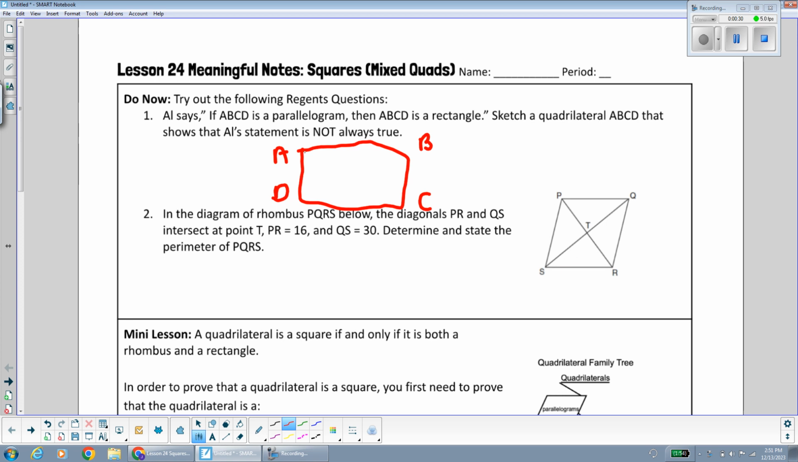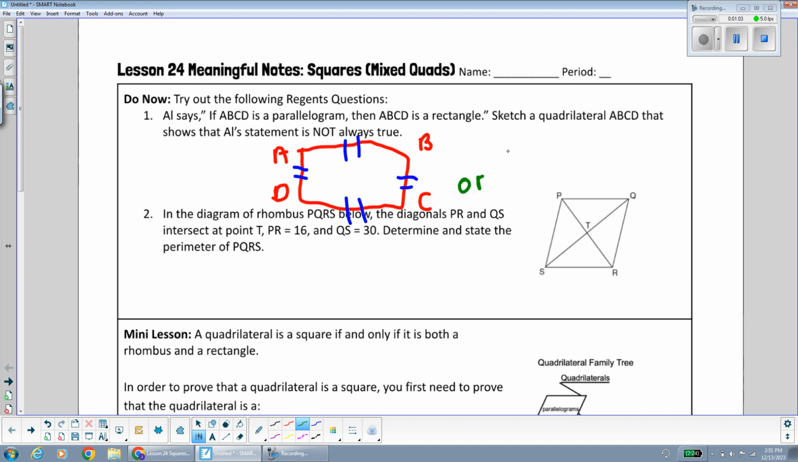So, for example, if I sketch parallelogram ABCD that not only has opposite sides congruent, but in fact all the sides are equal, then it would not only be just a parallelogram, but it would be a rhombus. But it wouldn't be a rectangle because rectangles don't have four equal sides. They're not equilateral. Rhombuses are, but rectangles are not. So this would be an example of a parallelogram that's not also a rectangle.